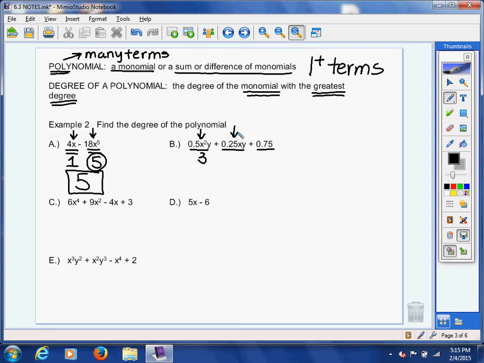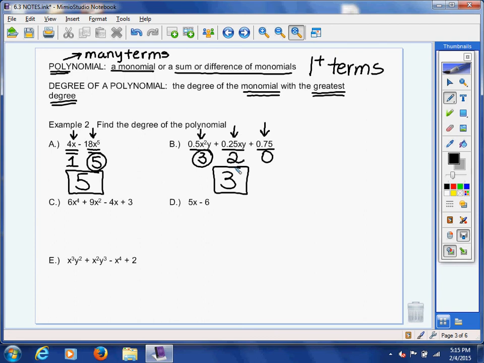Let's go to the next one. We've got our second term, 0.25 xy. X has an understood 1 exponent, and y also has an understood 1. Add those up, 1 plus 1 is 2, and that's the degree of that monomial. Let's go to the third one. It doesn't have any variables on it. That's a constant number, and all constant numbers have a degree of 0. So let's look at our choices: 3, 2, 0. Which one's the biggest number in that set of 3? You're right. So 3 is the degree of that entire polynomial. We would say the entire polynomial has a degree of 3.